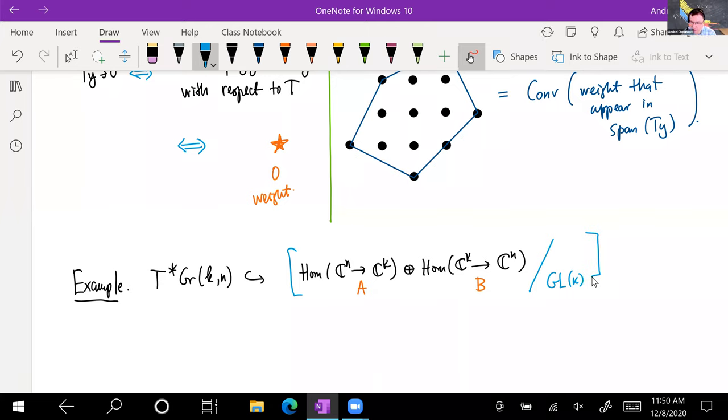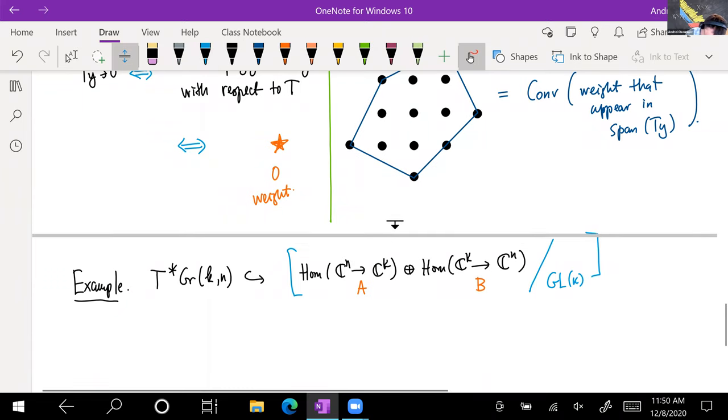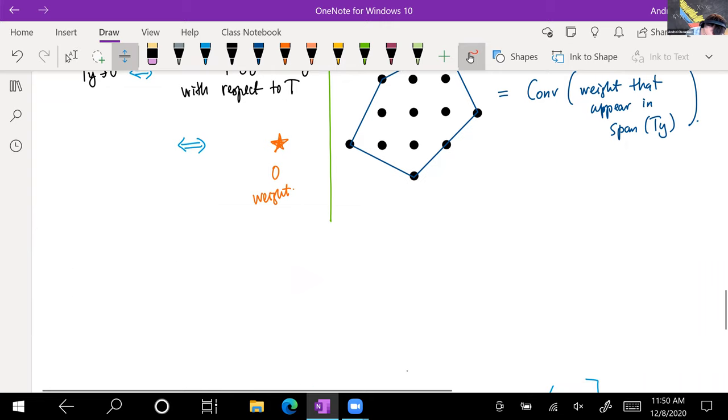And so when is the point stable? Well, my torus. Oh no, I missed one step. I apologize. Sorry, we'll come back to that in a second.